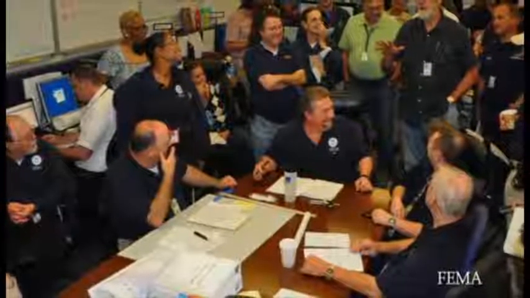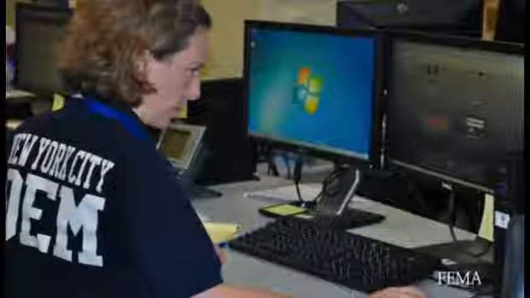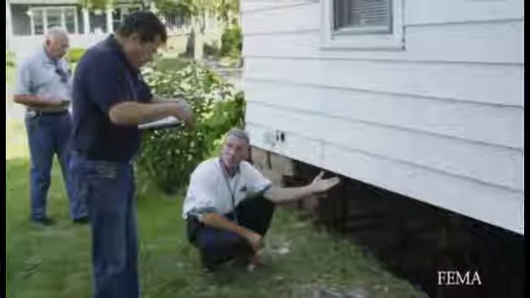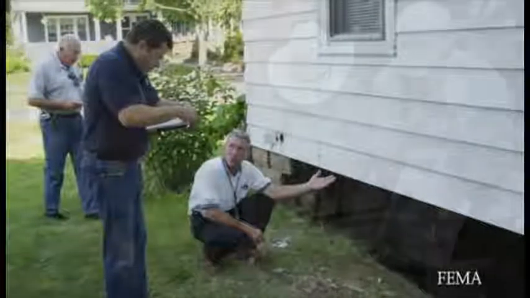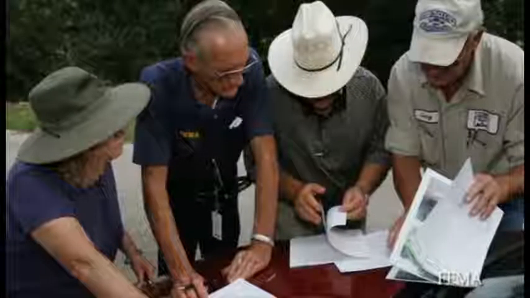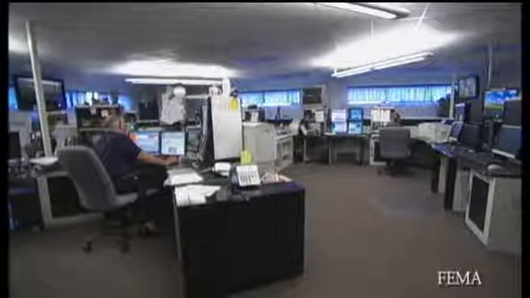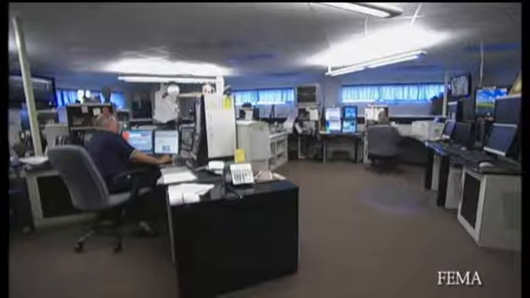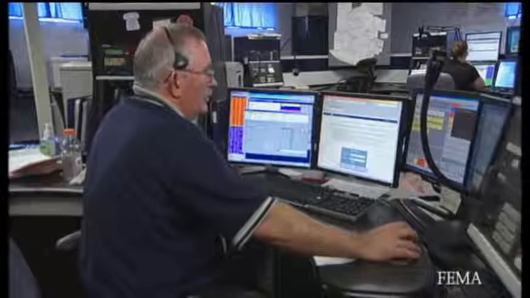FEMA and its partners work together to create a uniform procedure for performing a PDA. Establishing a single set of procedures ensures that regardless of the location and type of disaster, the assessment will be consistent and thorough. After a disaster has occurred, several types of assessments are completed by state, local, tribal, and territorial emergency management teams.